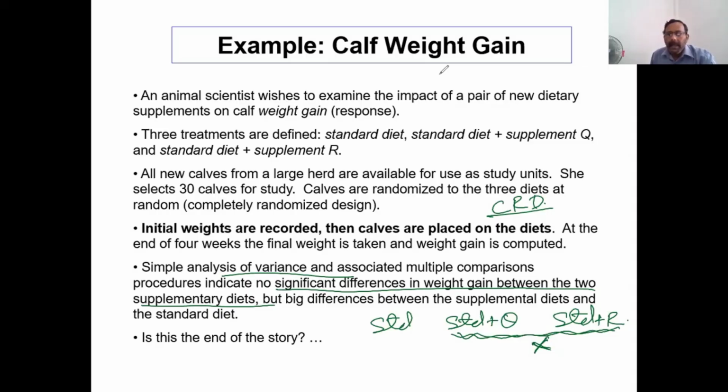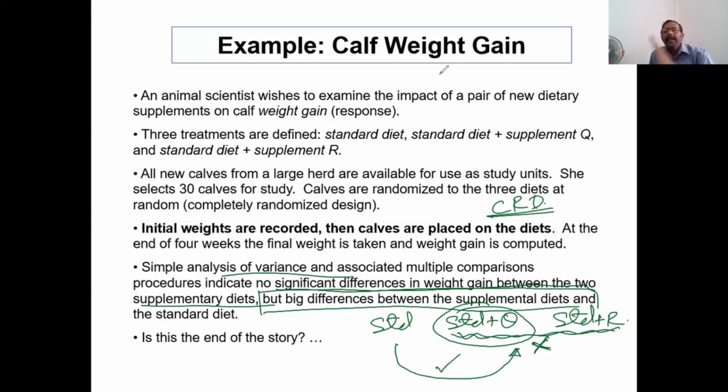Right? But look at the second sentence. There is a difference between the supplementary diet and the standard diet. If you compare this and this together, then there's a difference. That is the result that we are getting. So in this normal CRD analysis, we obtain the result saying there's no difference between these supplementary diets, but there's a difference between the standard diet and the supplementary diet. That is the result.